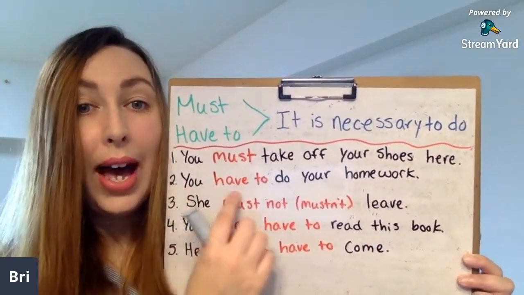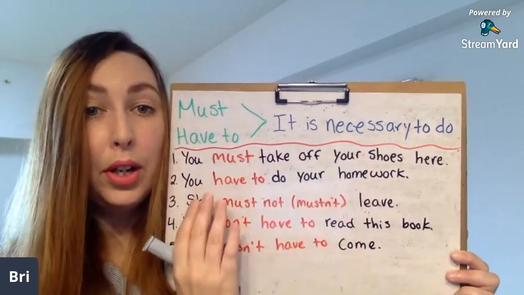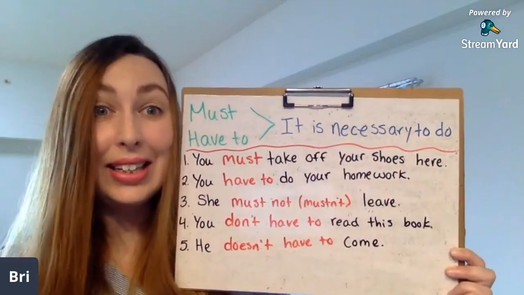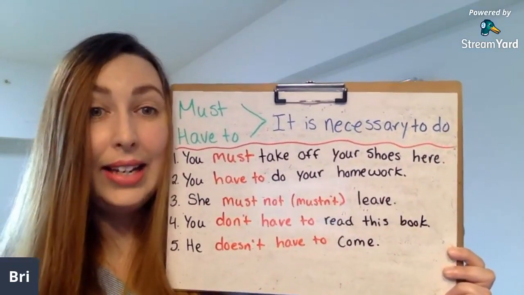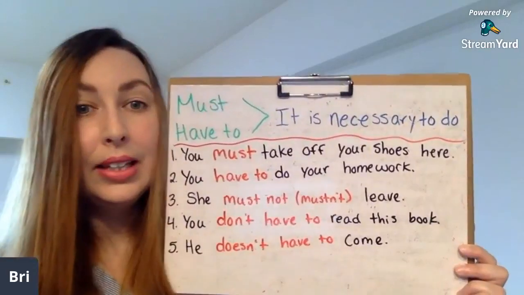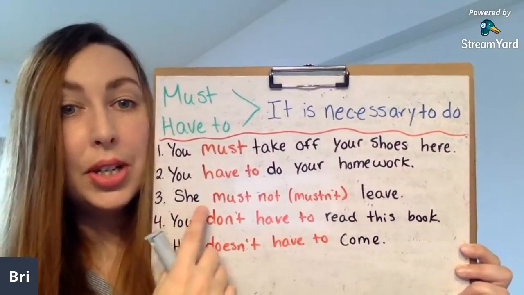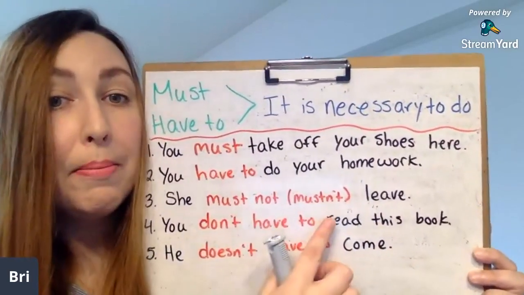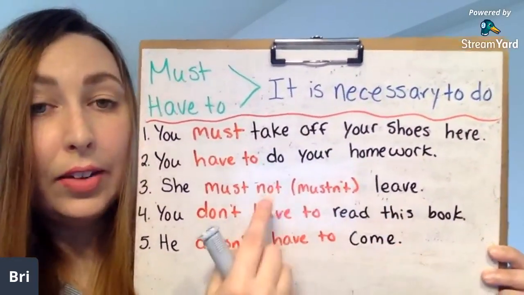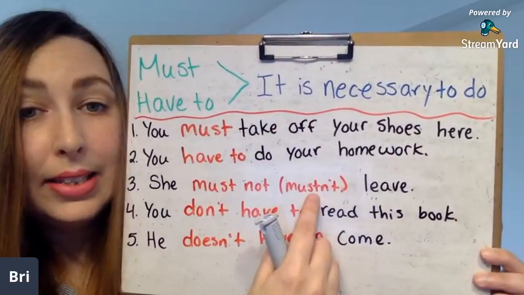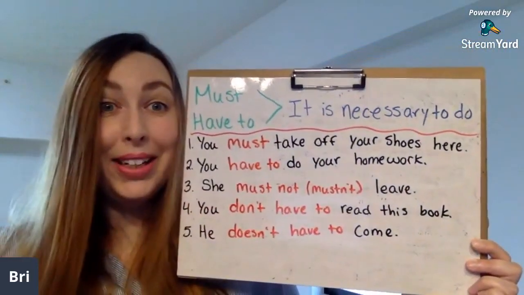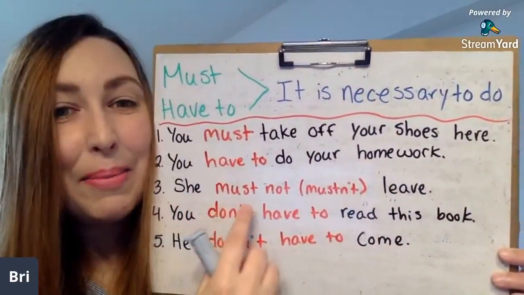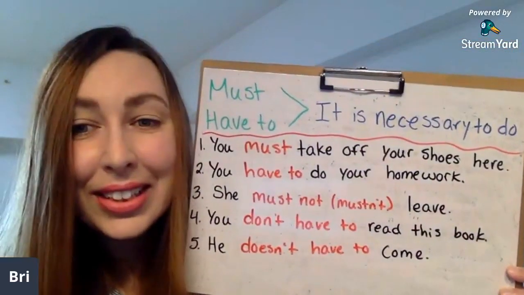So you have to do your homework, or you must do your homework. To me, must sounds a little bit strong, okay? I would say have to. So number 3, she must not leave, or she mustn't leave. And remember, mustn't, this middle T disappears. It goes away somewhere. So she mustn't leave.